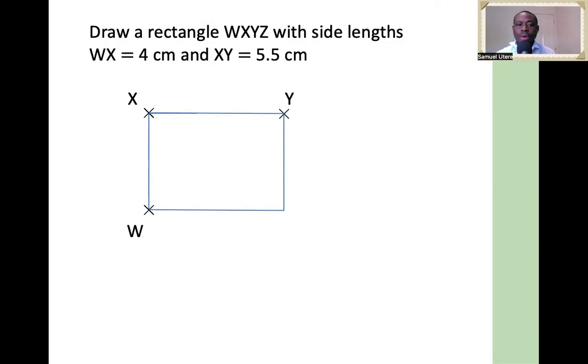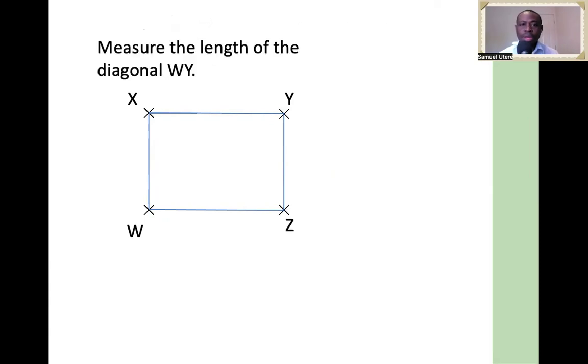Now, why is this not a concern for us? Is because we know opposite sides of a rectangle are equal. So if you have XY and WX, then the other sides can be completed with the set square. And next, we have to label them.